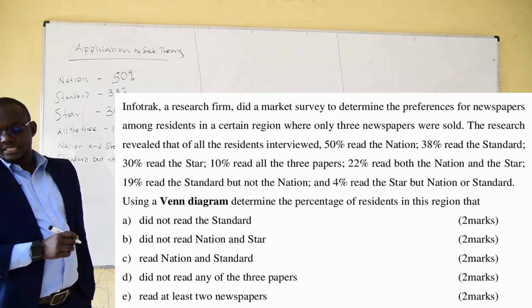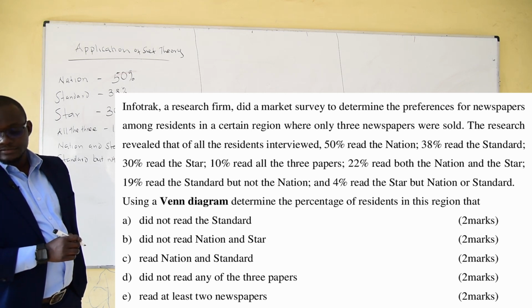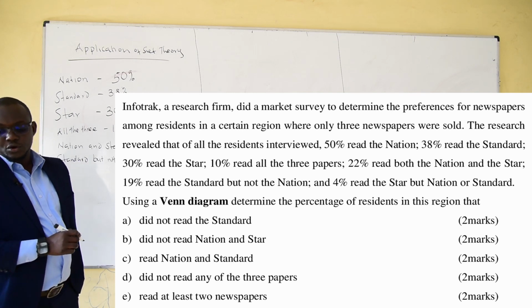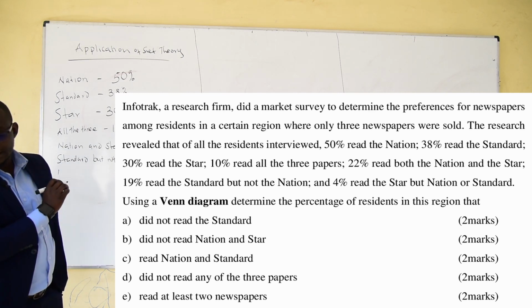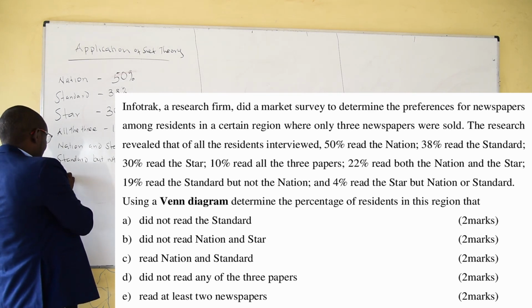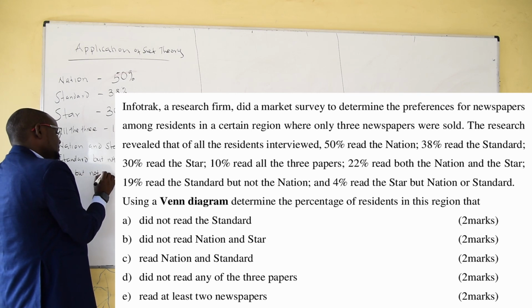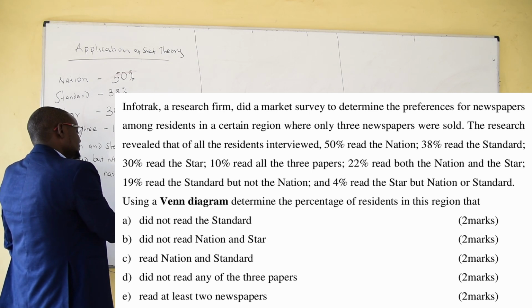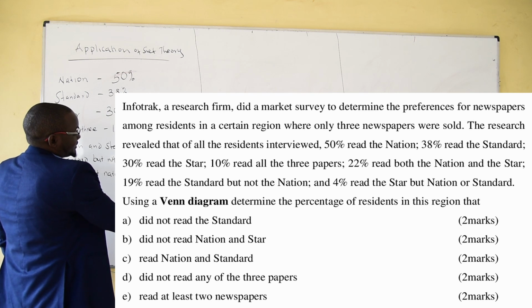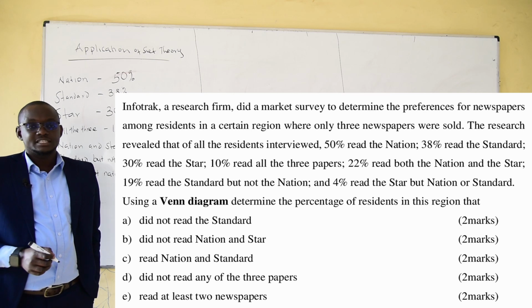Then we are also told that 4% read Star, but not Nation or Standard. This is 4%. So you are required to use a Venn diagram to determine the following.